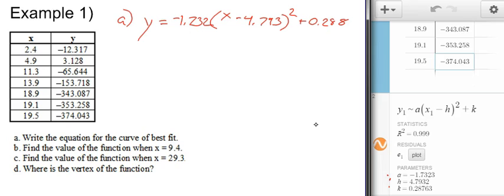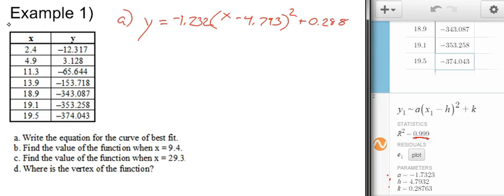Now the other thing I can do is look at my r-squared value and tell whether or not this is a good fit. And the r-squared value for this one is 0.999, so this is an awesome fit. This is as good as you're ever going to find. So huzzah, that's good stuff.